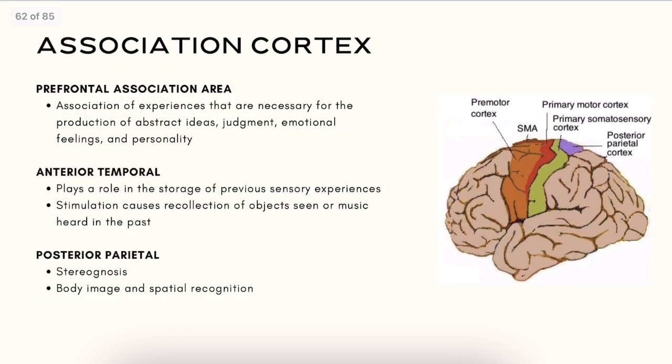Let's start first with our prefrontal association area. This association area is the association of experiences that are necessary for production of abstract ideas, judgment, emotional feeling, and personality. So that is for your prefrontal association area. When we're talking about ideas, judgment, feelings, personality, that's everything in the prefrontal association area.